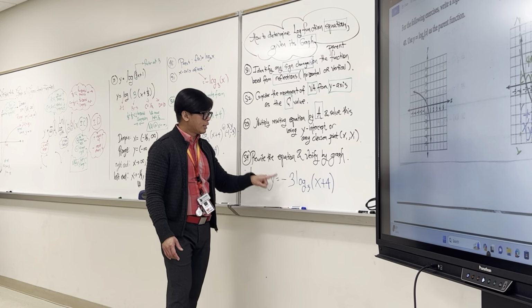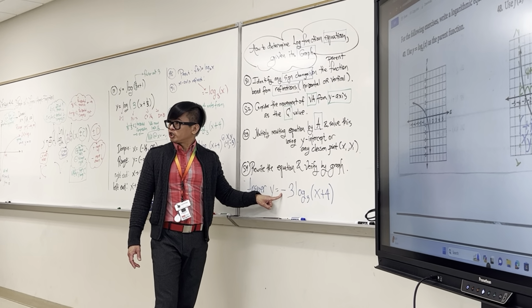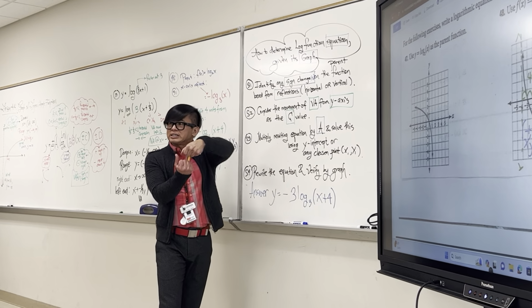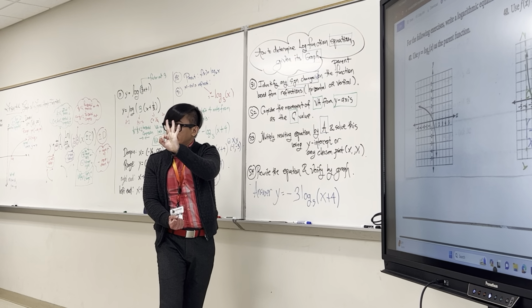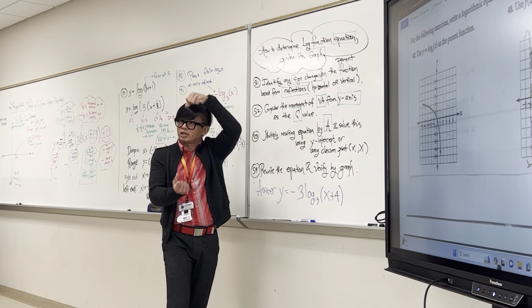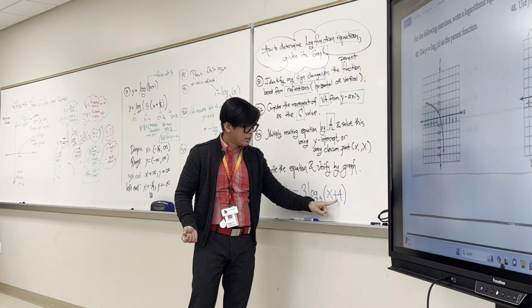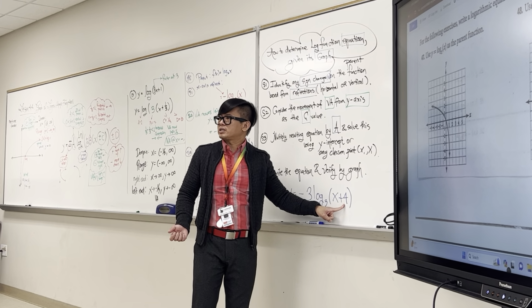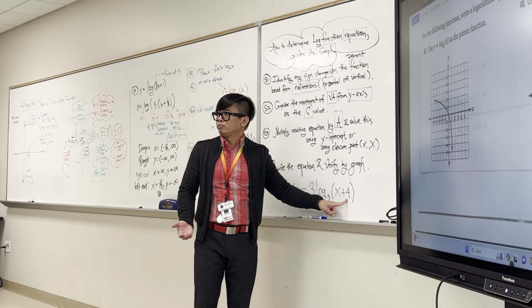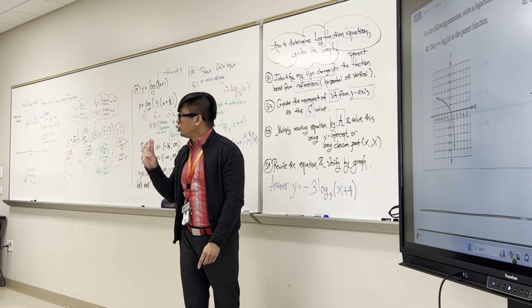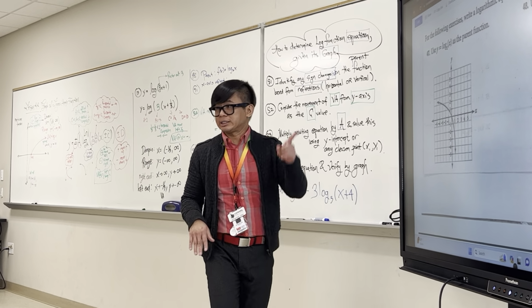So in short, an x-axis reflection, right? A vertical stretch by a factor of 3, right? Stretched by a factor of 3, and moves left. The vertical asymptote moves left 4 units. In short, VA equals negative 4, right?